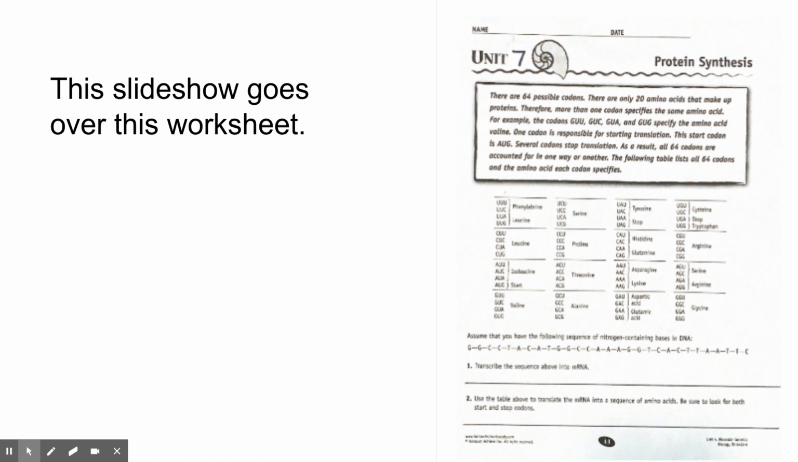Now, if you only have 4 bases, A, U, C, and G, and you put them in groups of 3, there's 64 possible ways to arrange them. Now, there are only 20 amino acids that make up the proteins that we make. So a lot of amino acids have more than one codon that code for it. So it tells you, for example, GUU, GUC, GUA, and GUG all specify the amino acid valine.